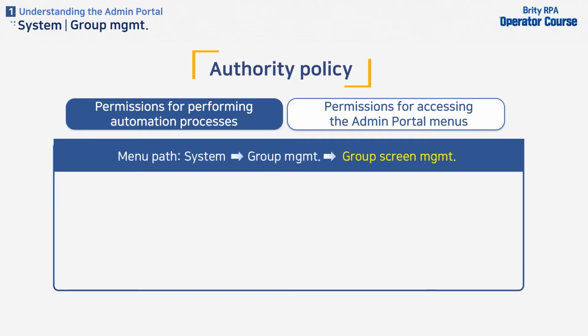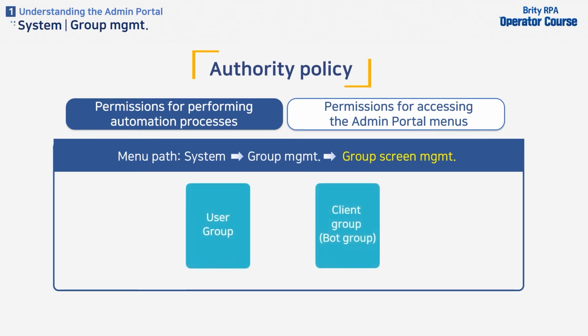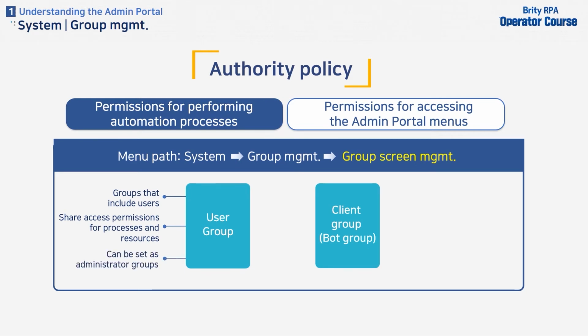Groups may be divided into user groups and client groups based on the type. As the name indicates, user groups are groups that include users. Users can access the distributed processes and related resources depending on their user groups. You can also set user groups as administrator groups. An administrator group refers to a group which has access permissions for all resources.